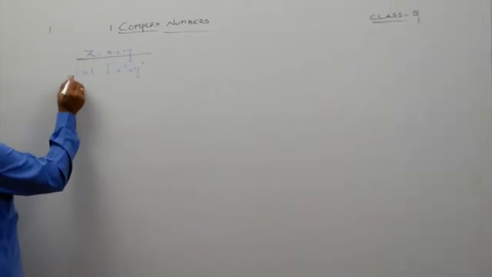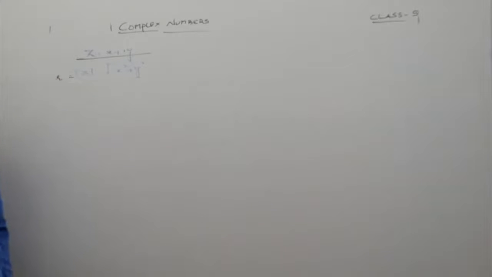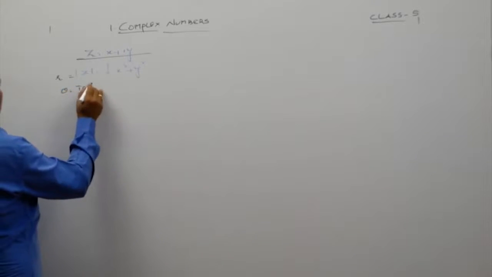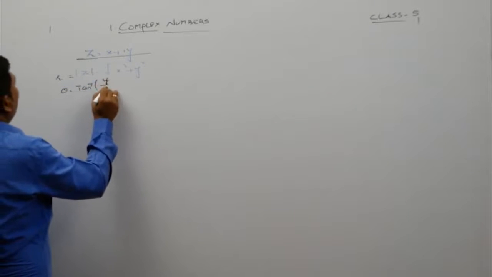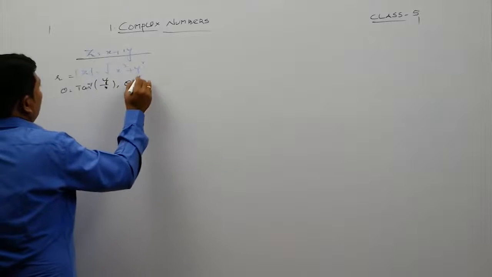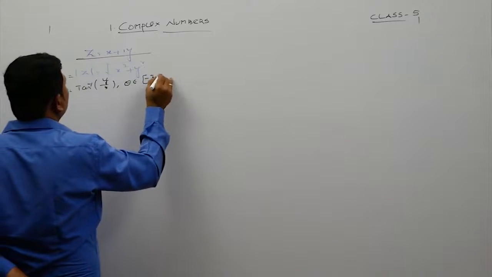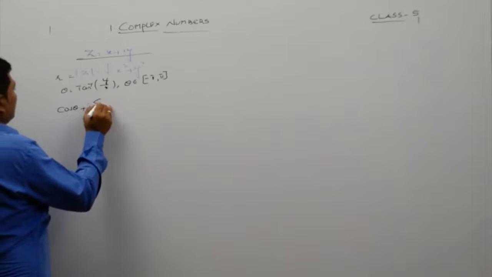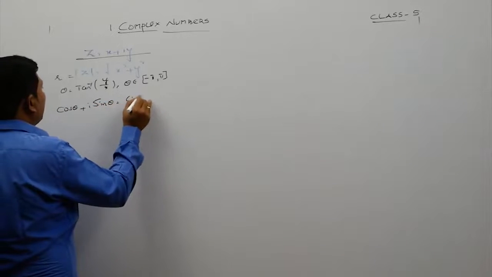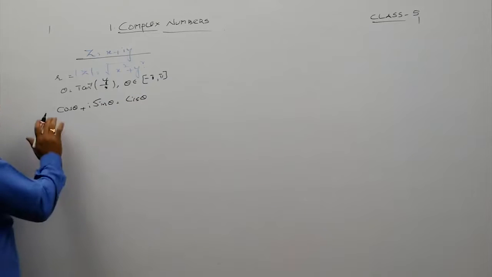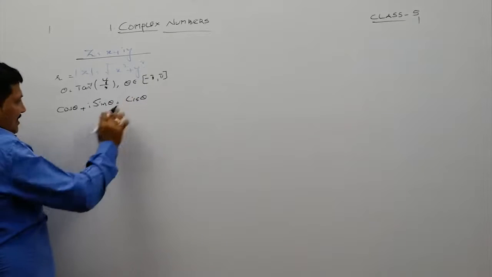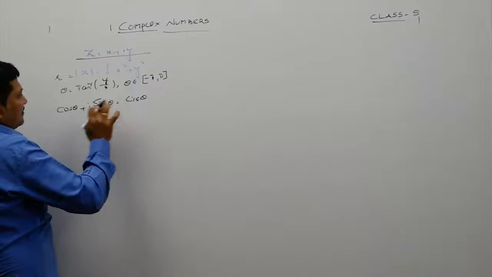So this is called R. R is equal to mod z is equal to root of x square plus y square, and theta is equal to tan inverse of y by x, and always theta belongs to the interval minus pi comma pi. And here the complex number cos theta plus i sin theta is called cis theta. The complex number cos theta plus i sin theta is simply denoted as cis theta. C stands for cos and I as well as that i, and S stands for sin theta.